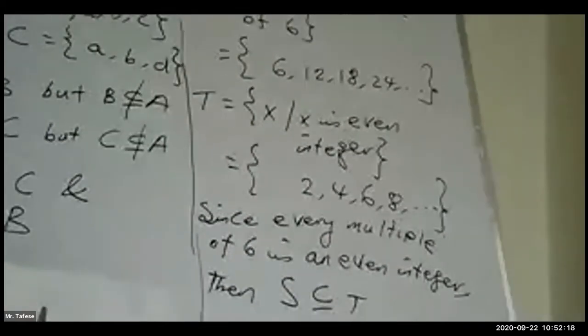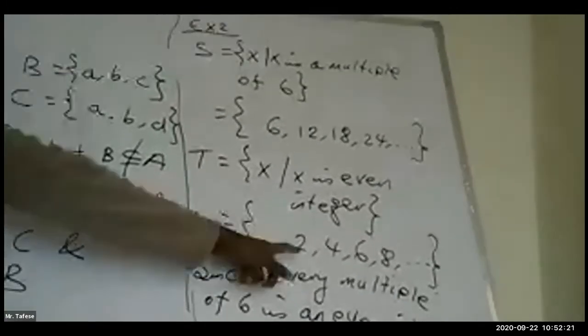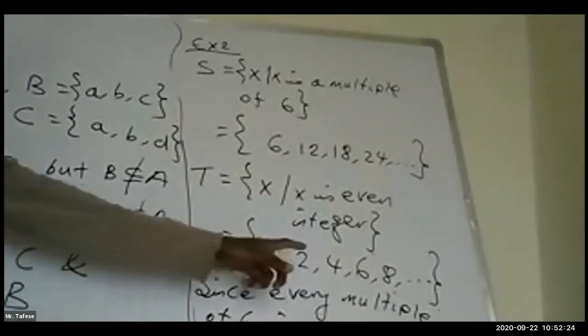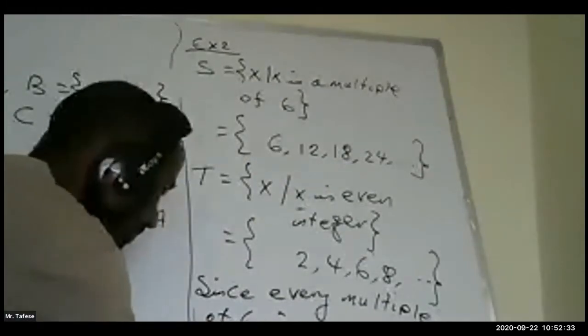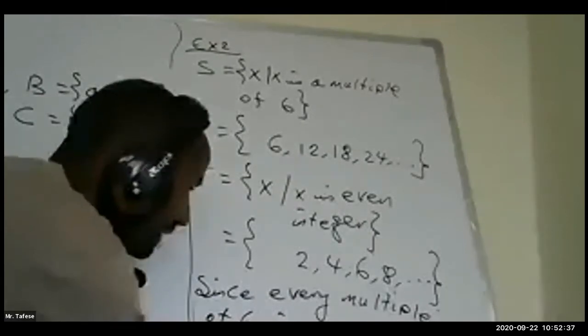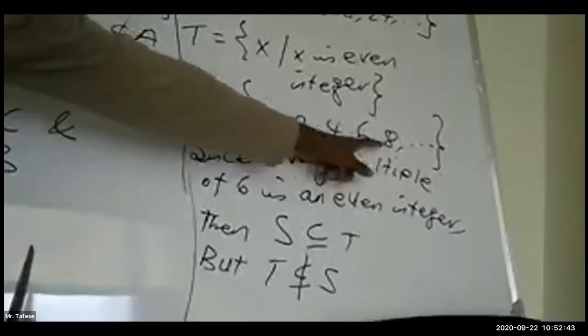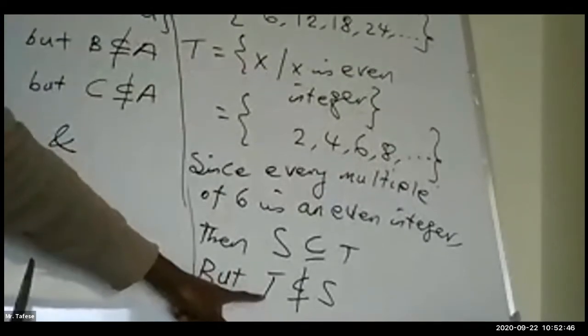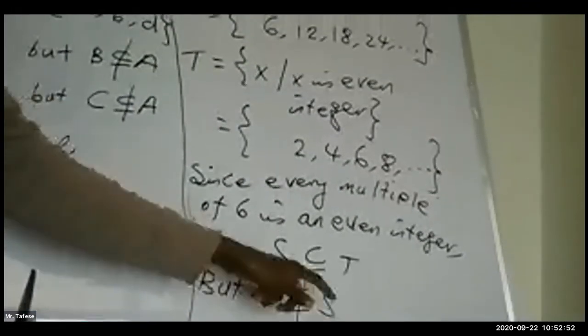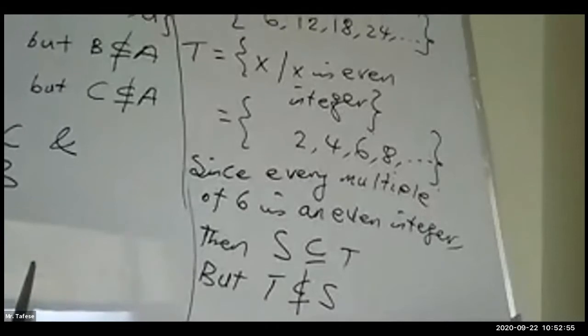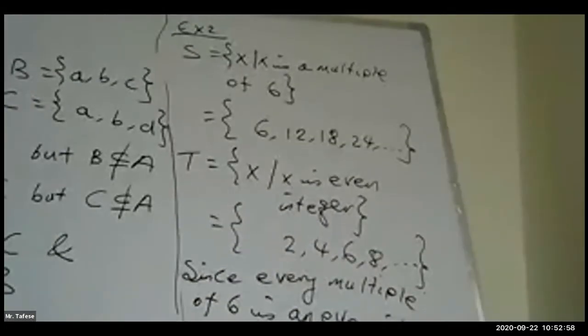What about the vice versa? Can we say T is a subset of S? No. Why? Because 2 is not a multiple of 6. 4 is not a multiple of 6. 8 is not a multiple of 6. So T is not a subset of S. Of course, number 2, number 4, number 8, number 10 are included in T, but not included in S. That's why T is not a subset of S. So this is the second example.